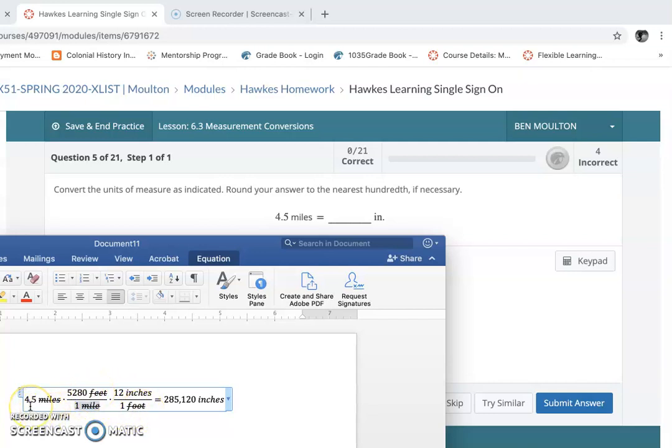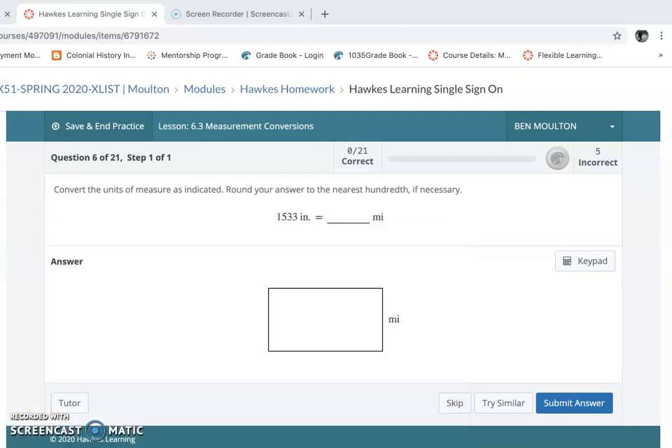So in the end, you're looking at 4.5 times 5,280 times 12. There's your answer, 285,100 inches. Enter that in, you should be good to go.